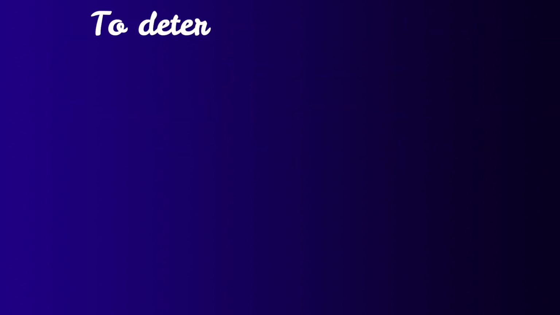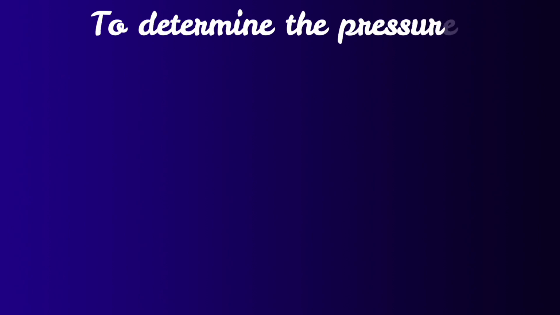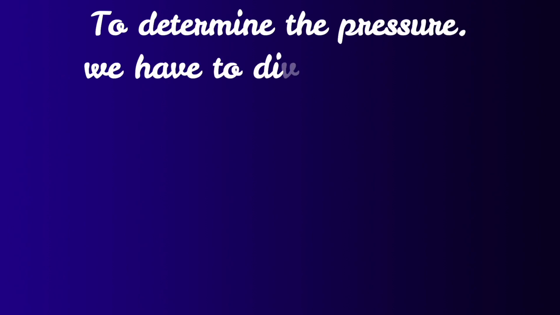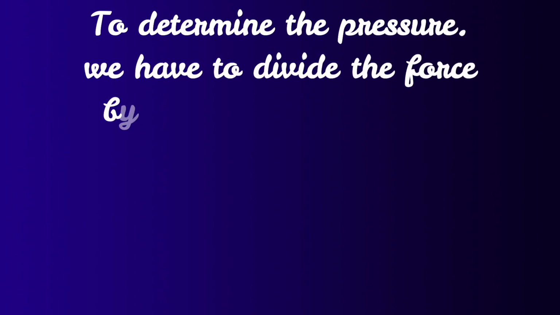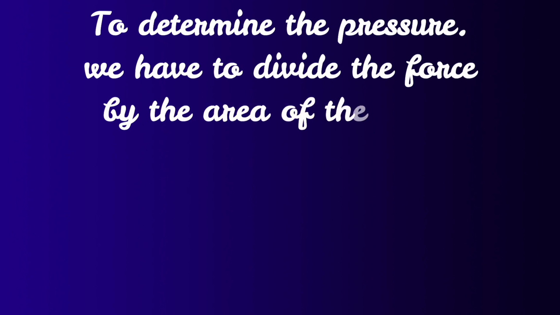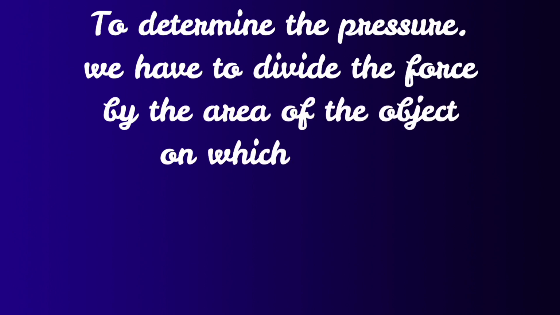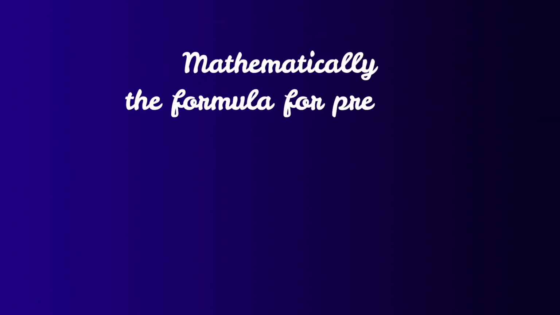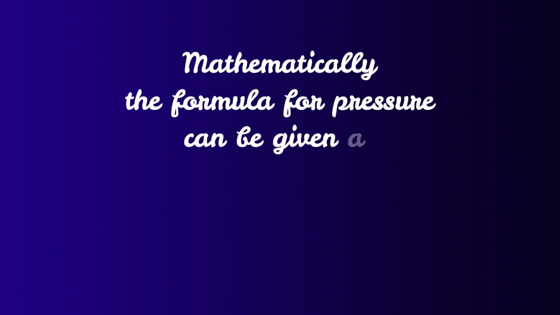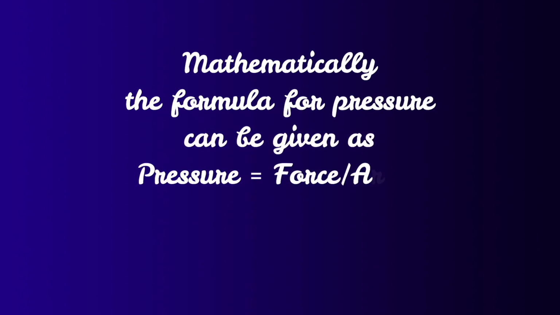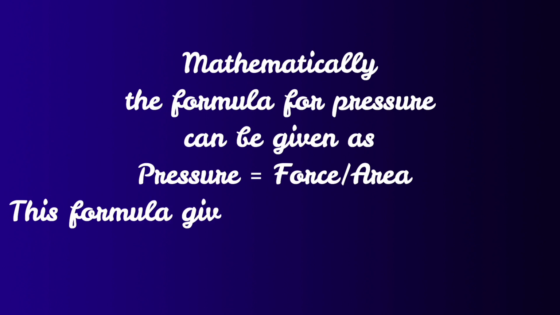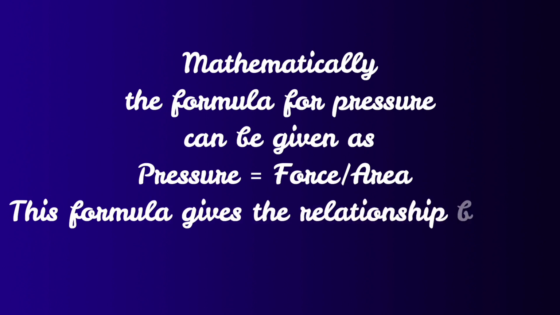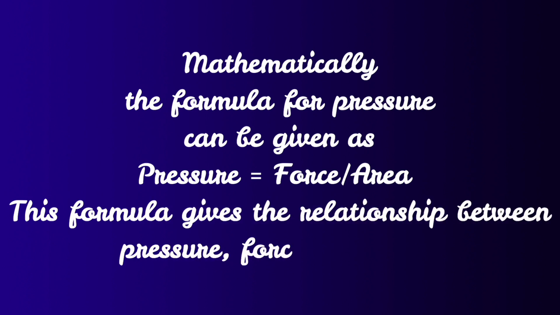To obtain the value of pressure, we need to divide the force acting on an object by the area of the object on which it acts. So, mathematically, the formula can be represented as pressure is equal to force by area. This formula gives the relationship between pressure, force, and area.